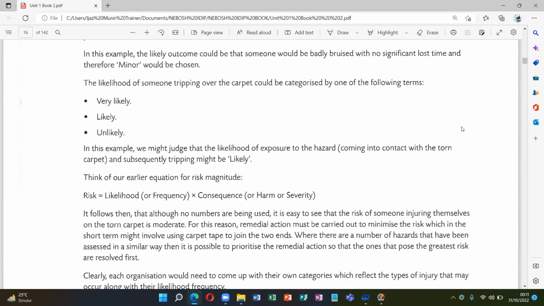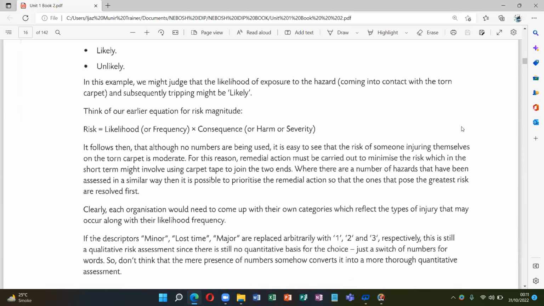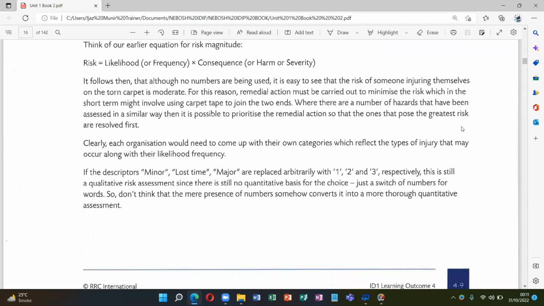The likelihood of someone tripping over the carpet could be categorized by one of the following terms: very likely, likely, unlikely. In this example, we might judge that the likelihood of exposure to the hazard, coming into contact with the torn carpet and subsequently tripping, might be likely. Think of our earlier equation of risk magnitude. Risk is equal to likelihood and consequence. Likelihood or frequency, consequence or harm or severity. Risk is a combination of likelihood and consequences.